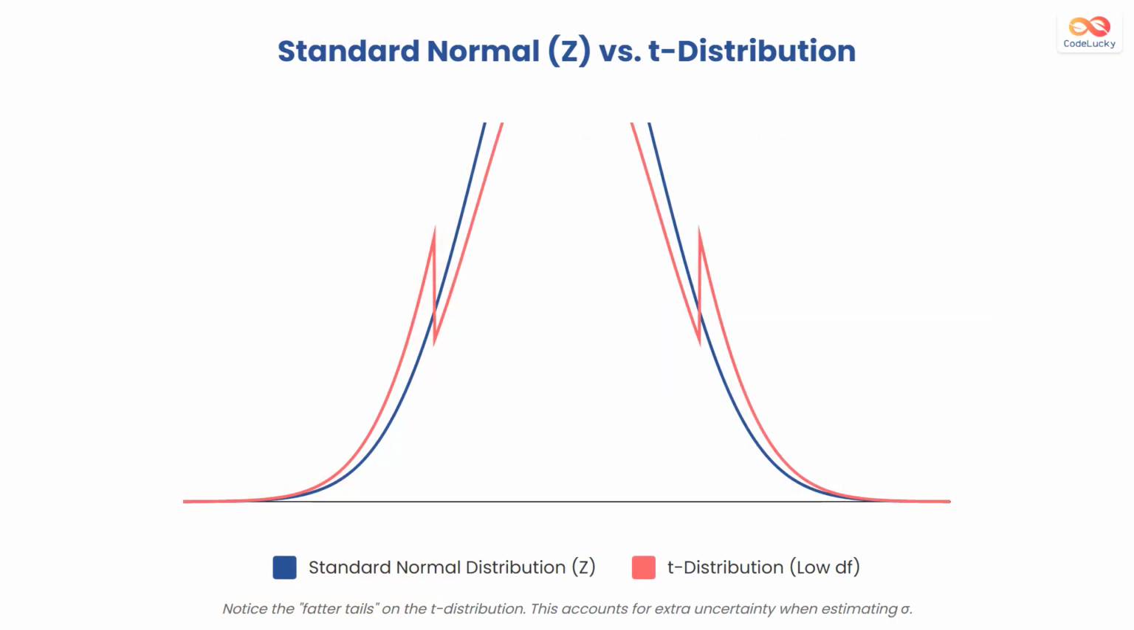Why do we use the t-distribution instead of the standard normal z-distribution? As you can see here, the t-distribution, shown in red, has fatter tails and a lower peak than the standard normal distribution in blue. These fatter tails account for the extra uncertainty introduced because we are estimating the population's standard deviation from our sample.